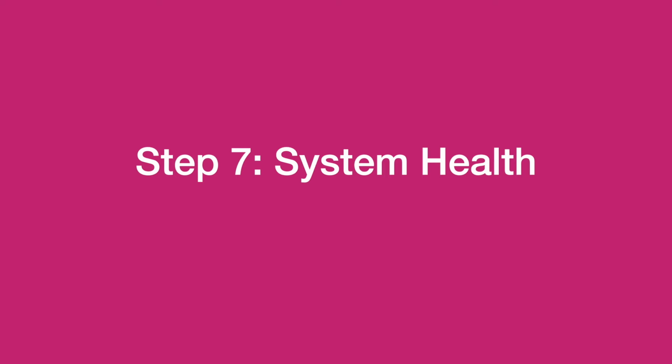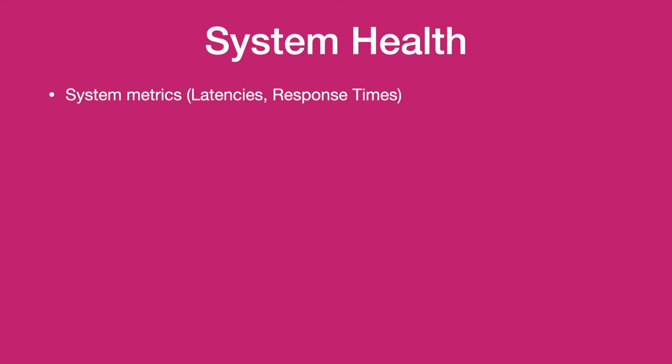Alright, so now that we have gone over the basics of database and then web framework, let's look at some of the more system metrics. So step 7 is going to be system health. To know that your API is working correctly, and not even API, just overall how your backend is performing, you want to know about a few metrics that tell you about the health.